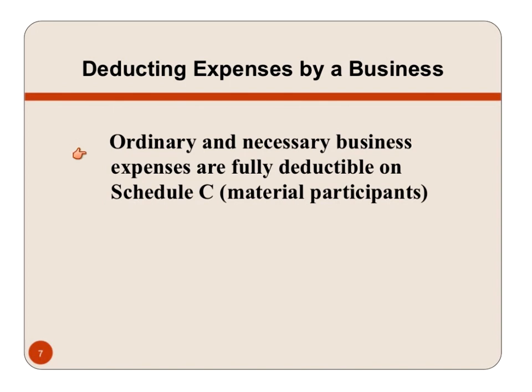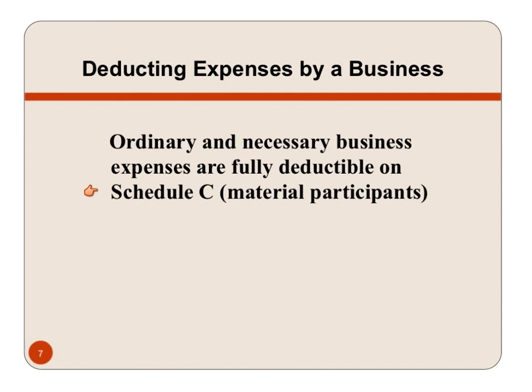All the ordinary and necessary business expenses are deducted in full on Schedule C, and this is only possible for those materially participating in your business, those material participants. To determine whether you are a material participant or not depends on the hours that you participate in the timber business. There are about 6 or 7 tests that you can use. One of the main ones is if you participate in the business for more than 500 hours, then you are assumed to be a material participant.